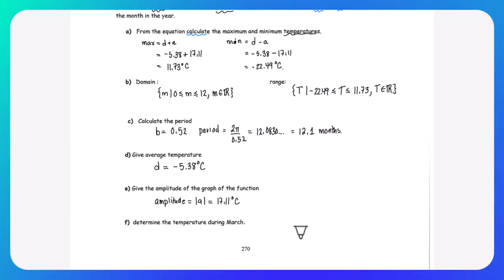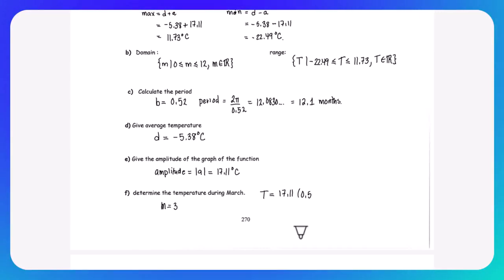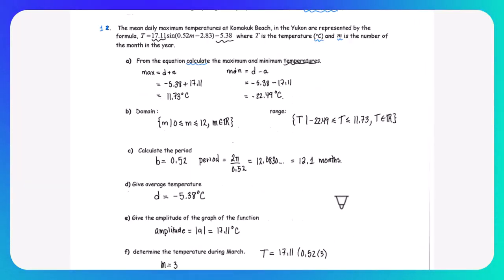Okay, well, March is the third month, so that's when M equals 3. So we can put this in our calculator. Let's do that. We're going to say T equals 17.11 times sine of 0.52 times 3, and I forgot the last part, minus 2.83. And we're going to put all of this in brackets.